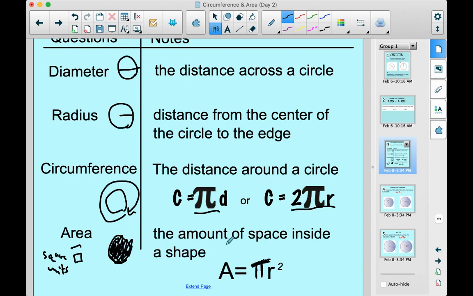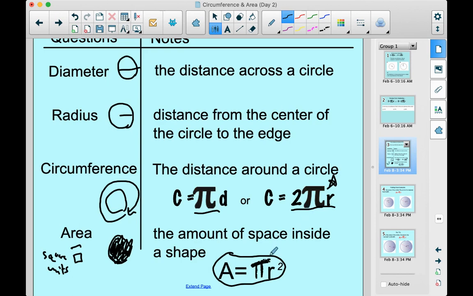The formula for the area of a circle is right here. Pi times the radius squared. Now, one thing I mentioned yesterday was that I like to use the 2 pi r formula because it's very similar to the pi r squared formula. Okay? Which can be tricky because you want to make sure you don't get them confused, but one can also help you remember the other.